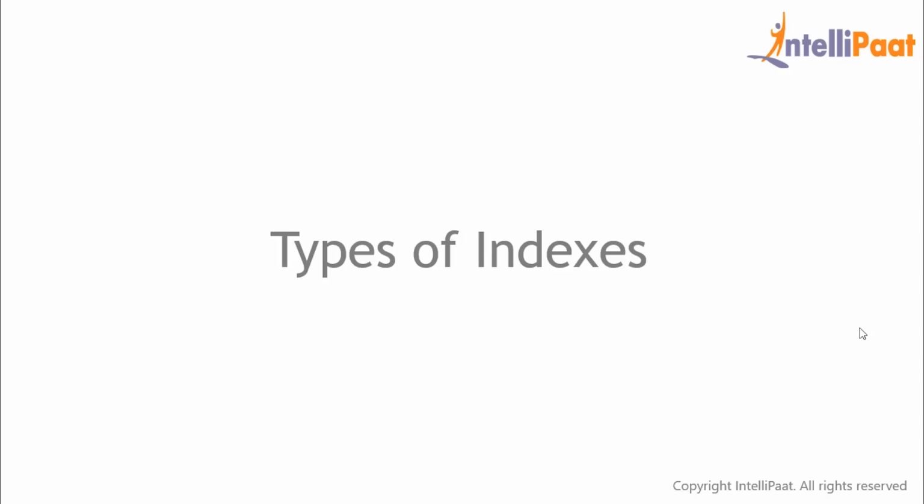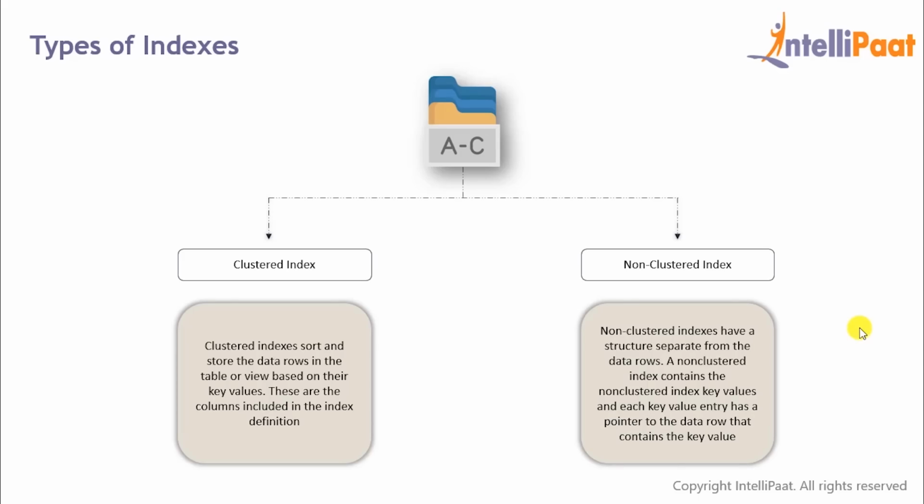Now that we know what exactly an index is, let's look at the types of indexes. So in SQL Server, indexes can be grouped into clustered and non-clustered. A clustered index defines the order in which data is physically stored in a table. And since table data can be sorted in only one way, there can be only one clustered index per table. In SQL Server, the primary key constraint automatically creates a clustered index on that particular column.